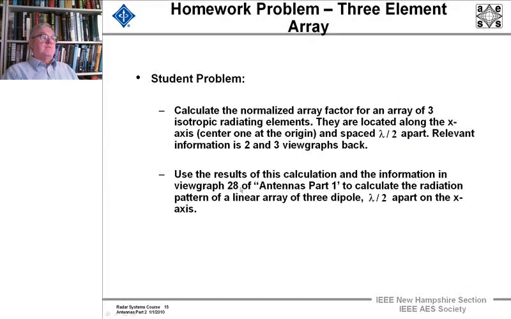Now, here's a problem for the students who are taking this course for credit. Calculate the normalized array factor for an array of 3 isotropic radiating elements. They are located along the x-axis, the center one at the origin, spaced lambda over 2 apart. Relevant information is on view graph 2 or 3 back. And use the results of this calculation and the information in view graph, I believe it's 28, in antennas part 1 to calculate the radiation pattern of a linear array of 3 dipoles, lambda over 2 apart on the x-axis.